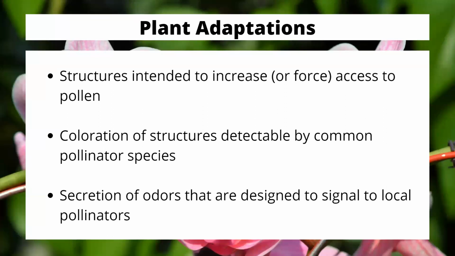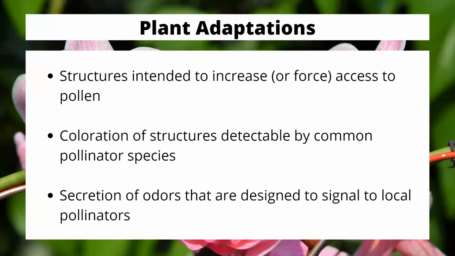Plants have also altered the colors of their various structures, so that way they are much more easily detected by pollinator species. Insects generally have very poor vision, but they do see different colors than we humans do. And plants have taken advantage of that over the course of several million years.